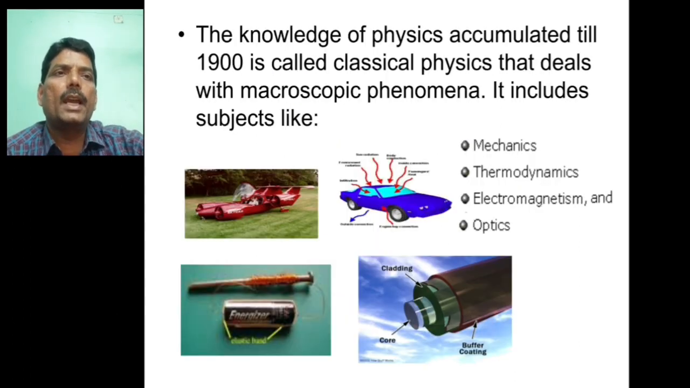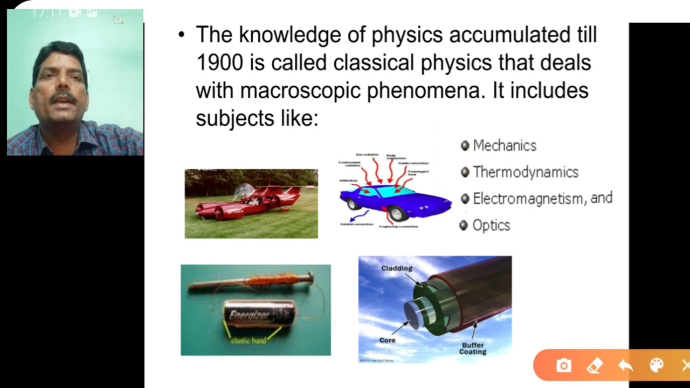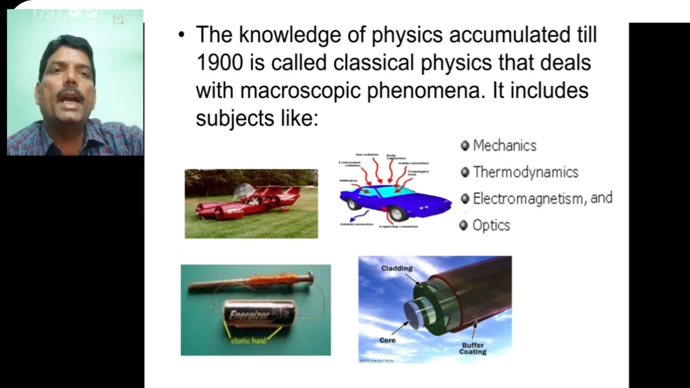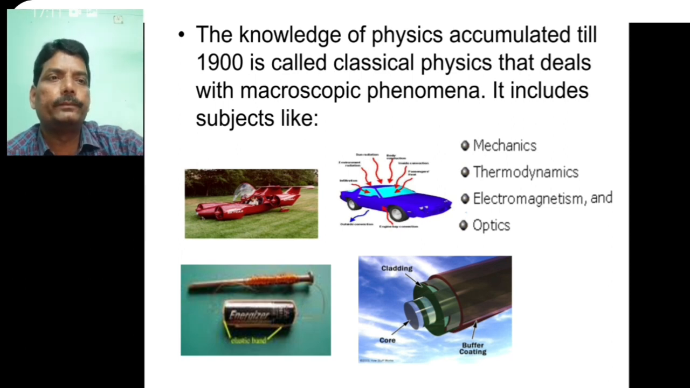The knowledge of physics accumulated till 1900 is called classical physics, which deals with macroscopic phenomena. It includes subjects like mechanics, thermodynamics, electromagnetism and optics. So, dear friends, there are two things, macroscopic, that is MACRO-scopic, and microscopic, that is MICRO-scopic. Macroscopic means on a very large scale. So that deals with mechanics, thermodynamics, electromagnetism and optics.